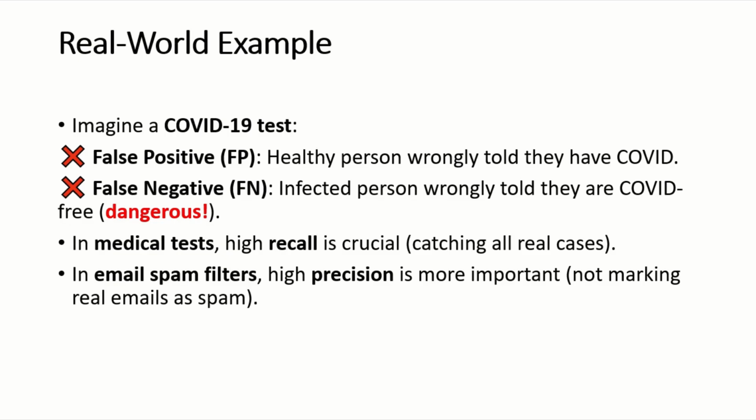A real world example. Imagine we're looking at COVID-19 testing. A false positive for a healthy person is a healthy person being wrongly told that they have COVID. A false negative is when an infected person is wrongly told they are COVID-free, which is very dangerous. So in situations where we're looking at medical testing, high recall is crucial. Catching all real cases is important. In email spam filters, high precision is more important, not marking real emails as spam.